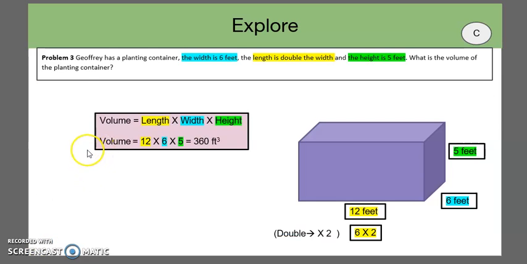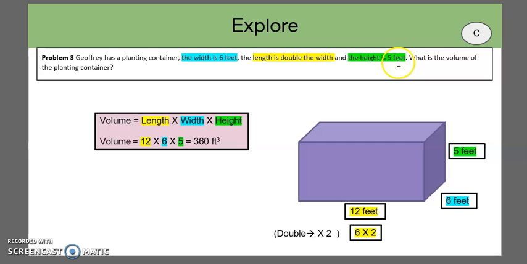Okay, so here we know some information. Jeffrey has a planting container. The width is 6 feet, so we can label that here. The length is double the width. So if we know that the width is 6 feet, double means multiply by 2. So that tells us that if the width is 6, we're going to multiply by 2 to get the length. Therefore, our length is 12 feet.